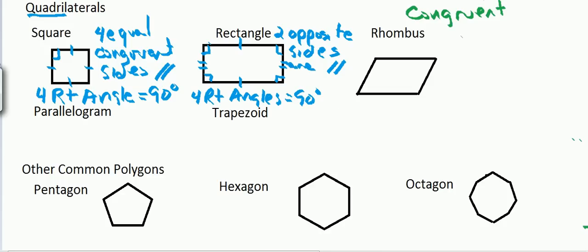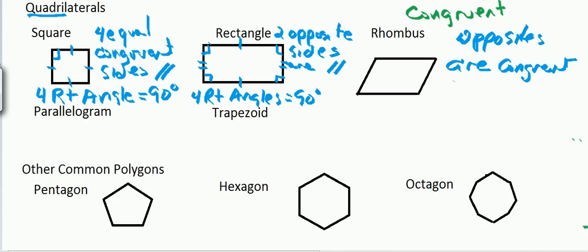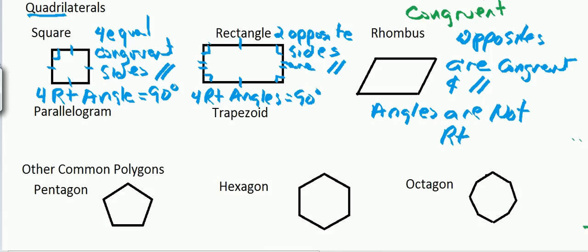With a rhombus, the opposite sides are congruent and parallel, but the angles are not right angles.